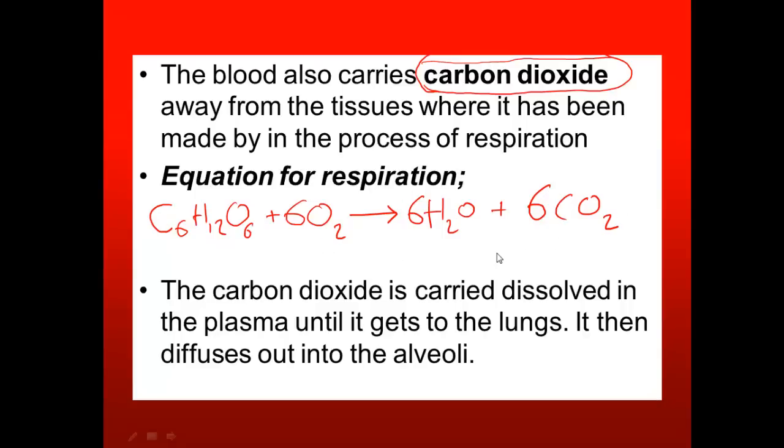Well, there's plenty of water sloshing about anyway, everywhere, to be honest. But we've got to get rid of this CO2. It's carried dissolved in the plasma till it gets to the lungs, and then it diffuses out of the alveoli. And more about alveoli in another video, I'm sure. That was the red blood cells.